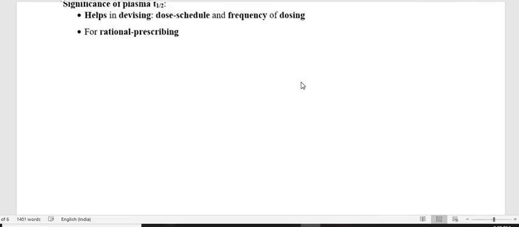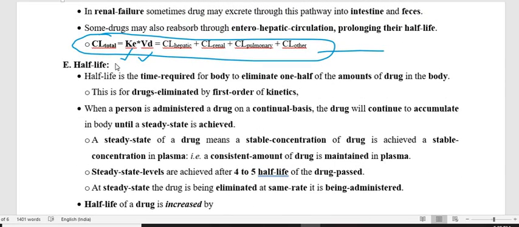Now we have to go through the last one, the half-life of the drug. So this is very important. Why is the half-life of the drug important? If you go through the terminology, you have to define it. So what is the half-life of the drug? The term itself gives you the clue to define it. Half means half, and life means life. We are talking about the drug, so we are talking about the half-life of the drug.